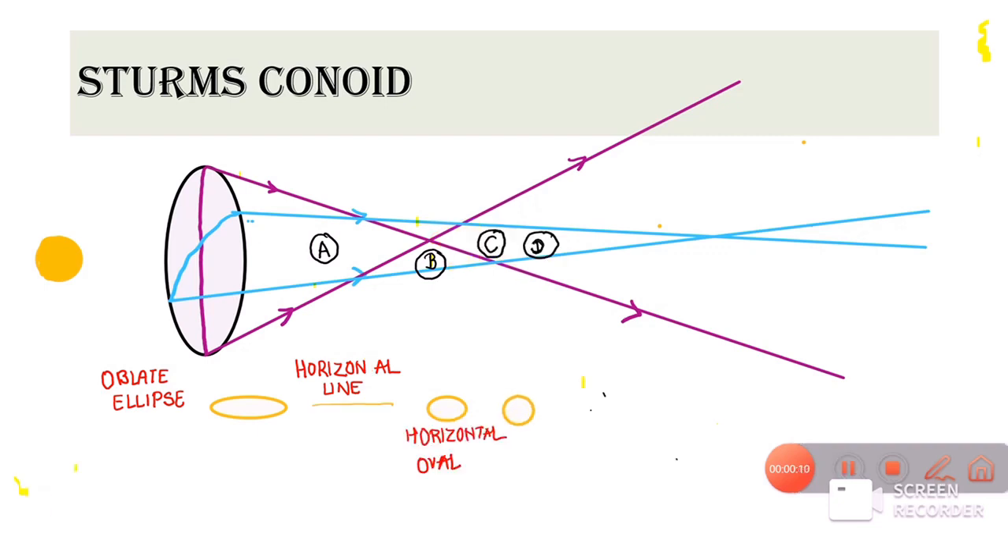Now let us imagine that we are standing at a point D. At this point, the divergence of the vertical rays will become equal to the convergence of the horizontal meridian. So we are going to get a perfect circle, and this perfect circle where the convergence and divergence of both the meridians are equal is called the circle of least confusion.